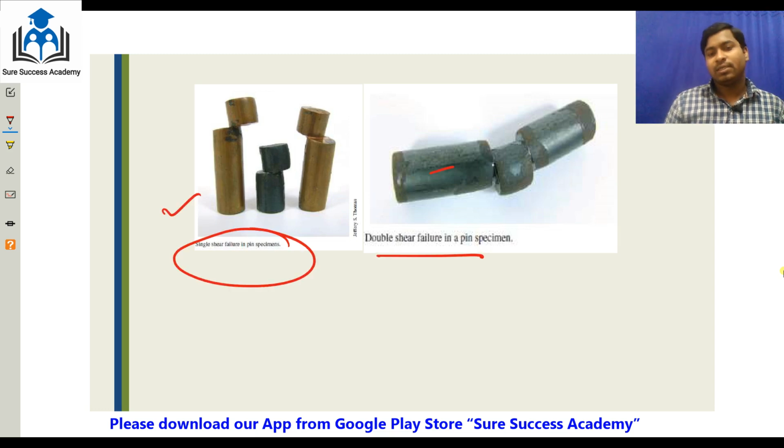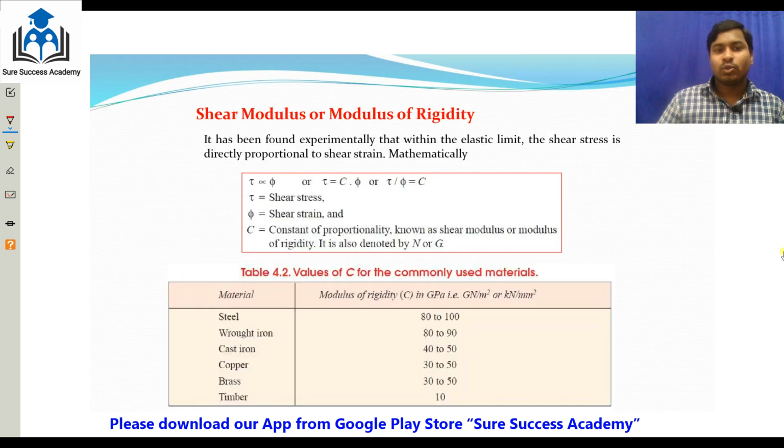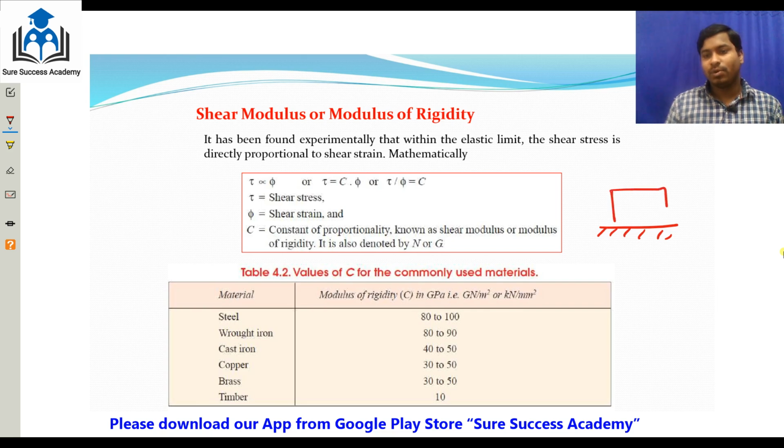Pin in the specimens. This will be subject to it like this. Because of shear stresses, there will be strain induced, called shear strain. So you know that if this is a bar, a block, and you are applying a tangential force like that, it will go like this. It will be distorted like this.